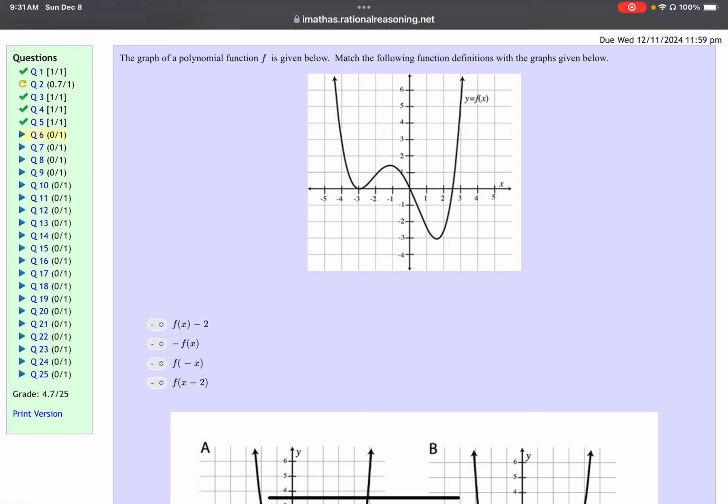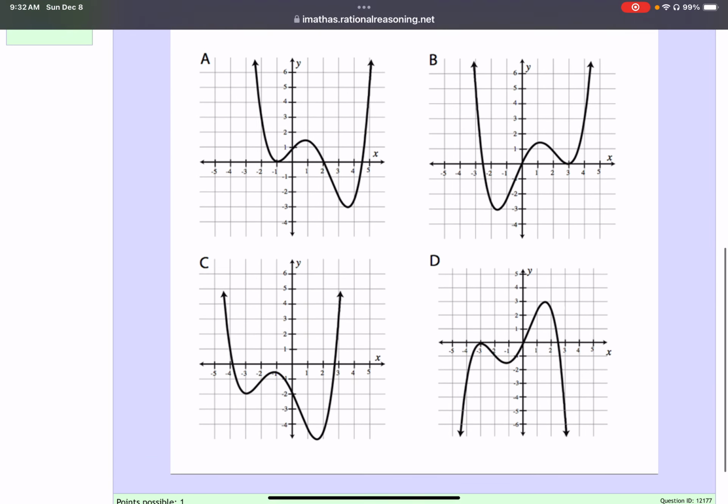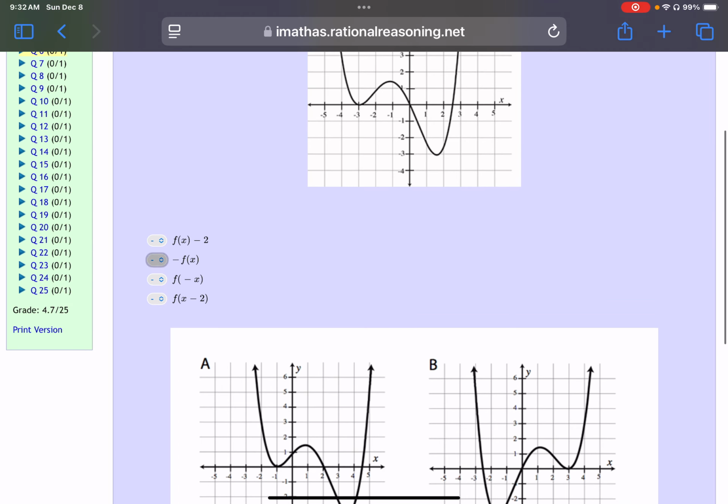Okay, so the first thing I would notice for this is the one that has a negative on the outside, the second one that we see, is going to flip that function over. So see how the ends are pointing up? Go down, the only ones where the ends are pointing down are D. So we know for a fact that this one would flip those ends. That's the only one. So we can eliminate D right off the bat. That's the easiest way to do that.